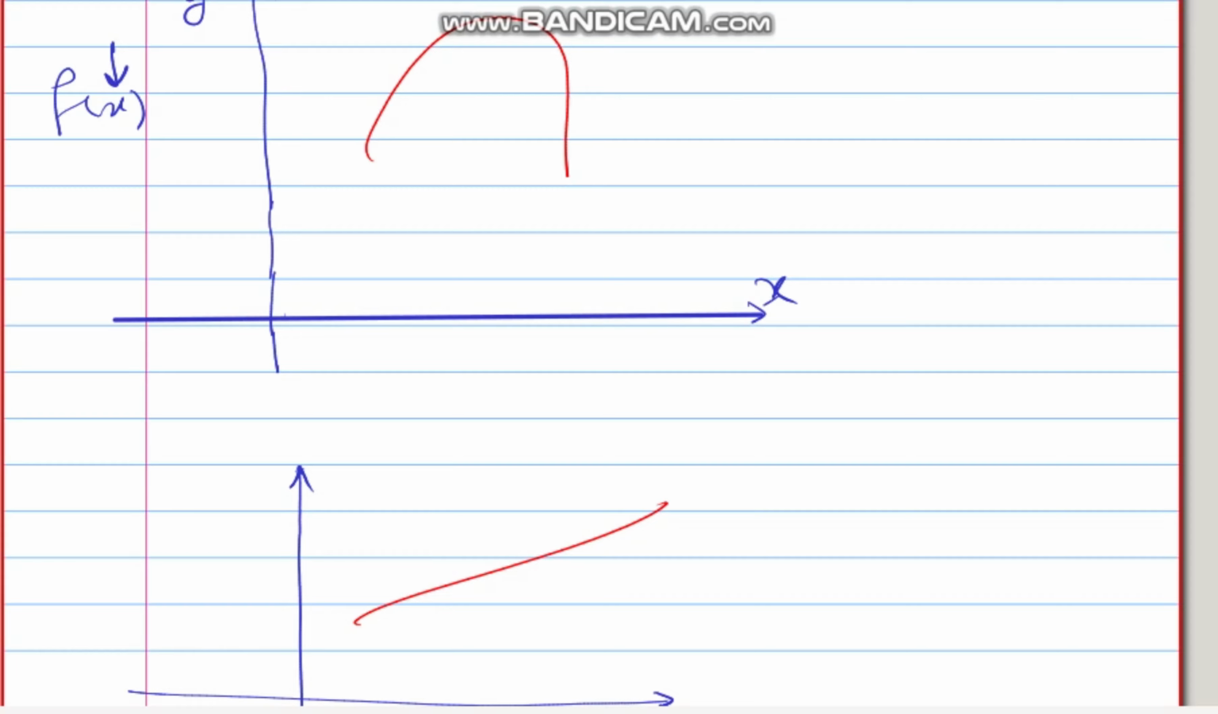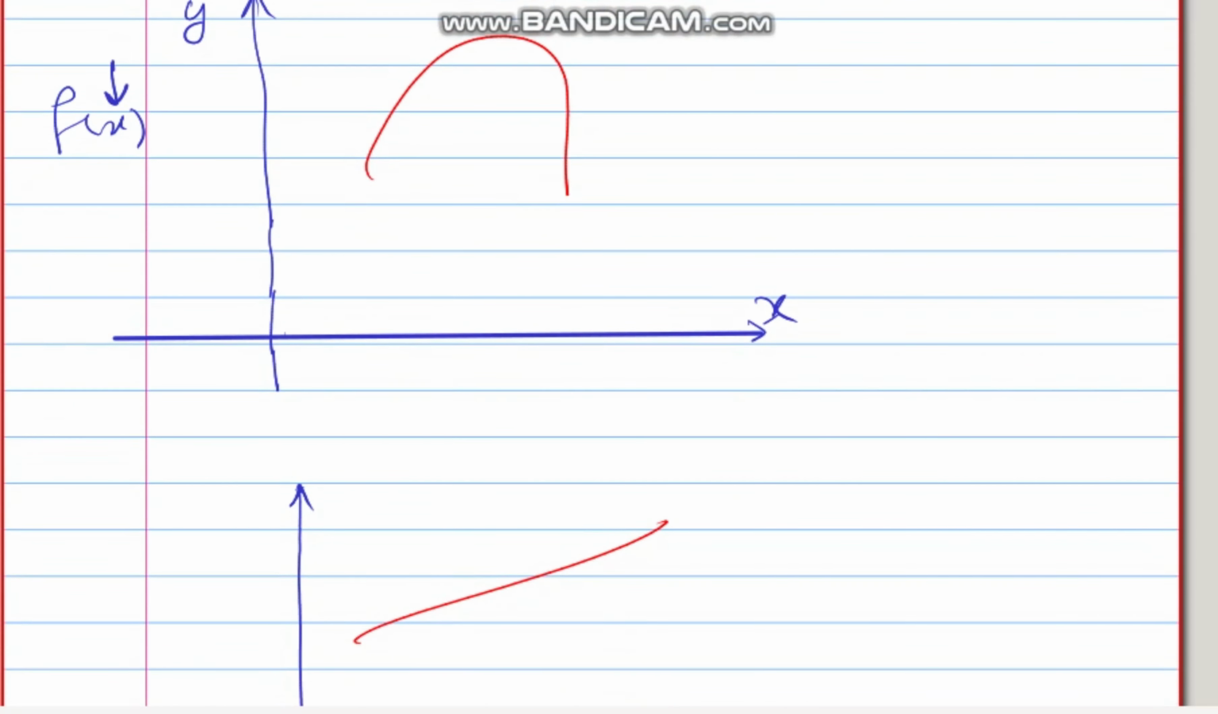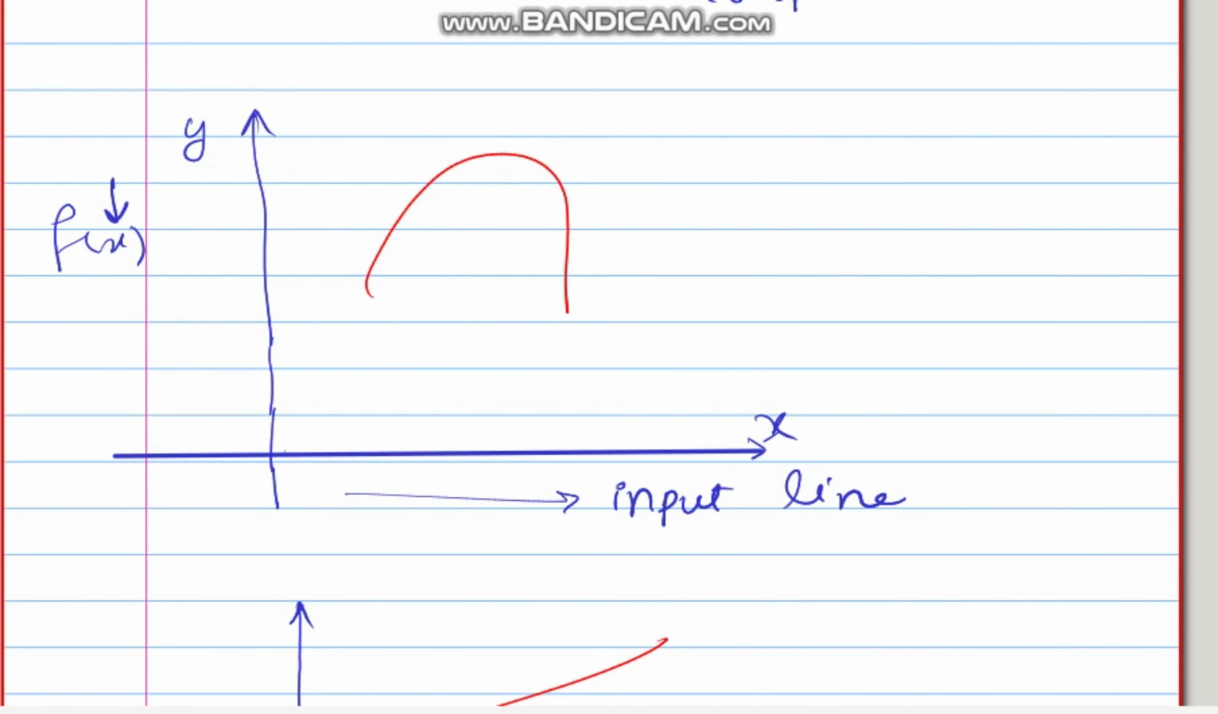So this is the x line and this is the y line. So what is the input line here? The input line will be this. Obviously, this is the input line. Let me write here, this is the input line, because it contains the x. Here the x will be 1, here the x will be 2, here the x will be 3. That type of division.